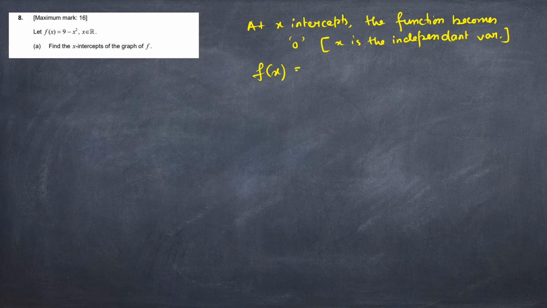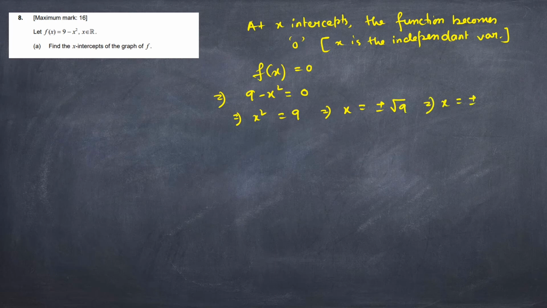So to find f(x) equal to 0, we can write 9 minus x squared is equal to 0. From here we can write x squared is equal to 9. So we are getting x is equal to plus or minus root 9. So ultimately the answer is x is equal to plus or minus 3. So the x-intercepts are plus 3 and minus 3. So the first problem is done.